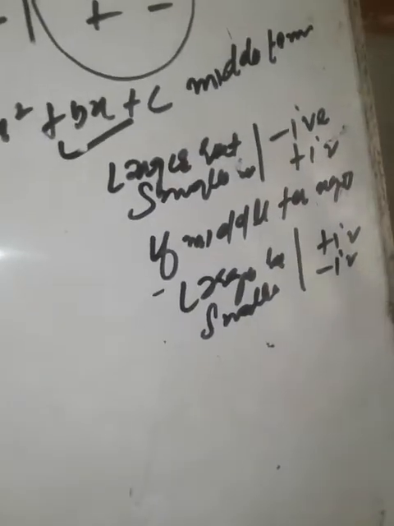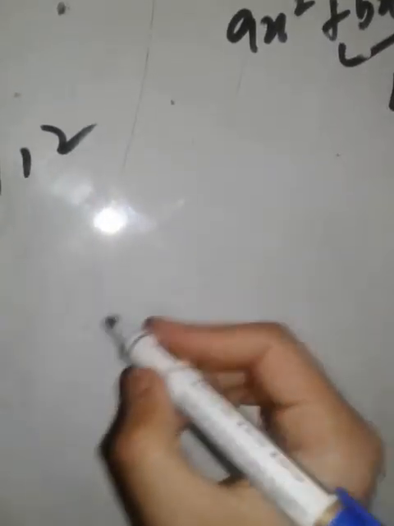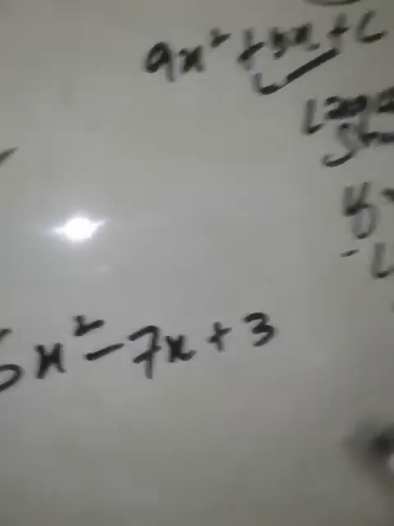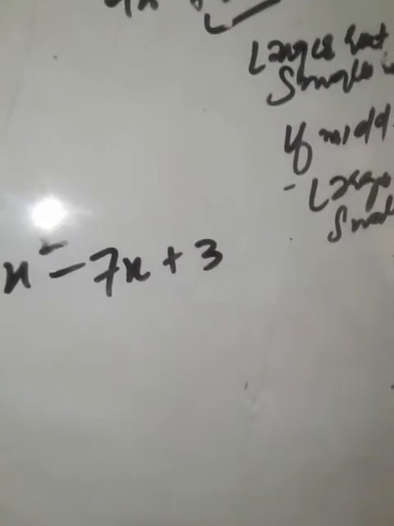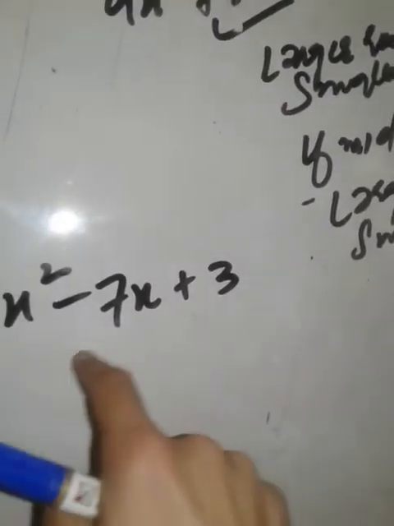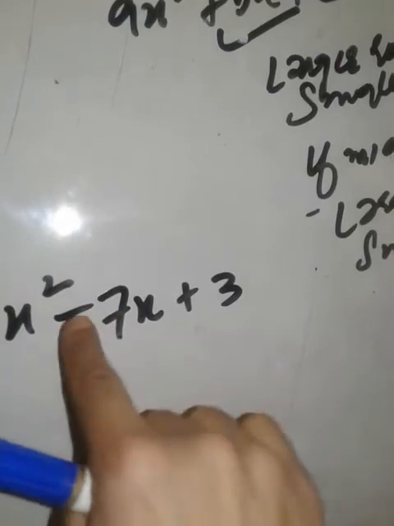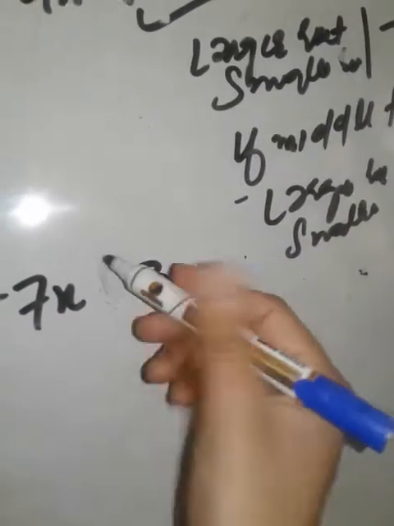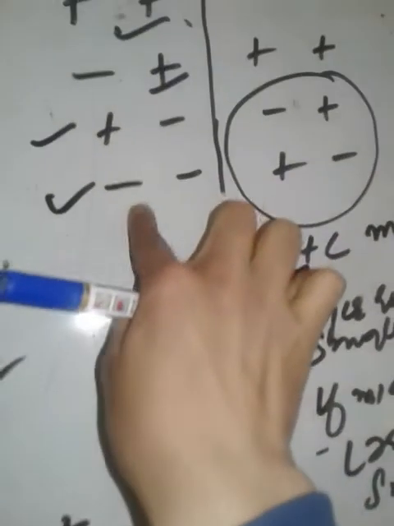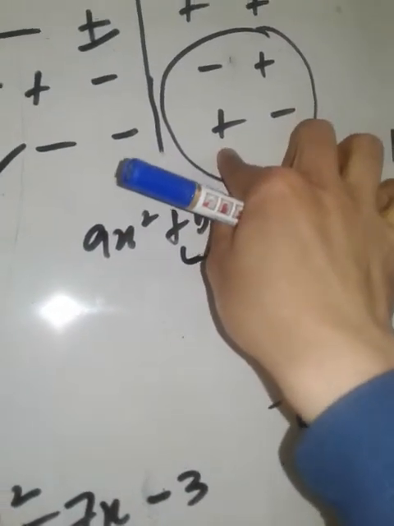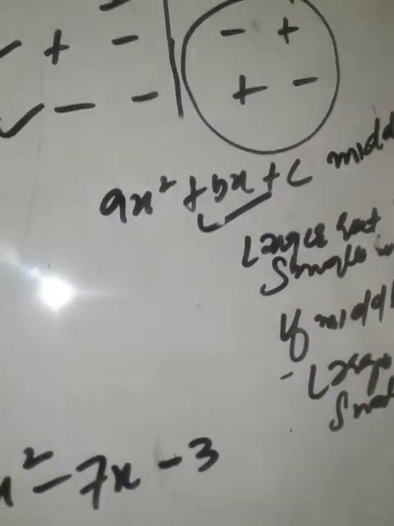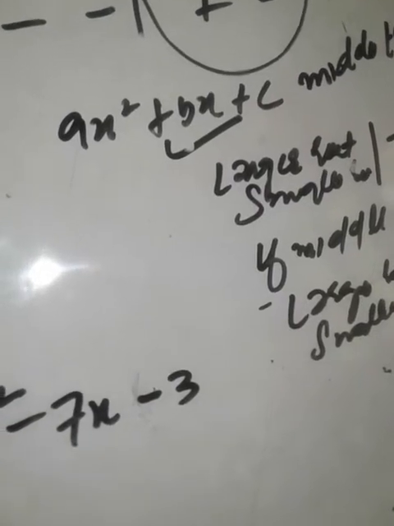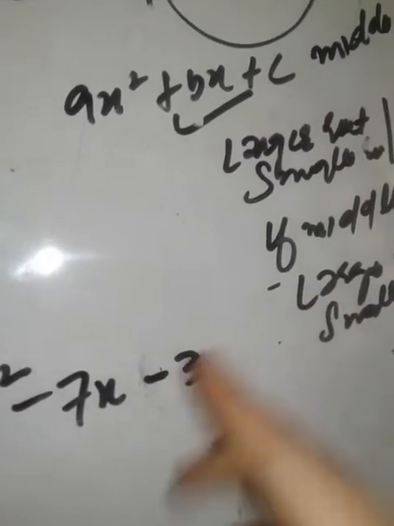We will do it through examples. For example, we have 6x square minus 7x plus 3. What is the sign of B and C, that is the middle term and the constant? Sorry, here it is negative 3. I'm sorry, it is minus minus. So the roots will be plus minus: one root will be plus, one root will be minus. But which root should we keep minus and which plus? It depends upon the sign of the middle term.